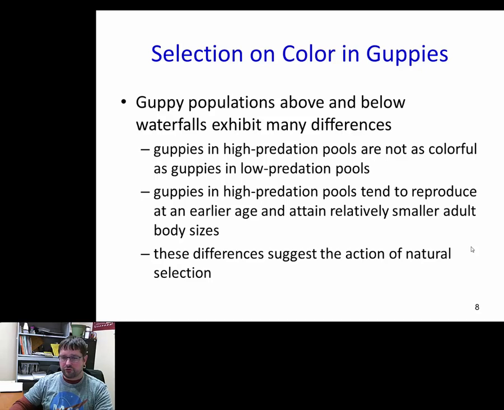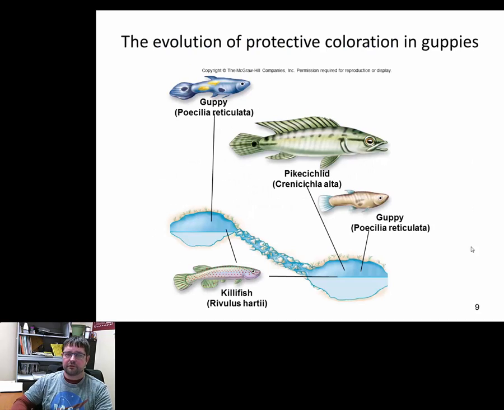So researchers suggested, well, this is natural selection, that it's the predators that are selecting against color. And the predators are driving guppies to reproduce sooner and at a smaller age, or a smaller size. So younger age, smaller size. So this is kind of what the system looks like.